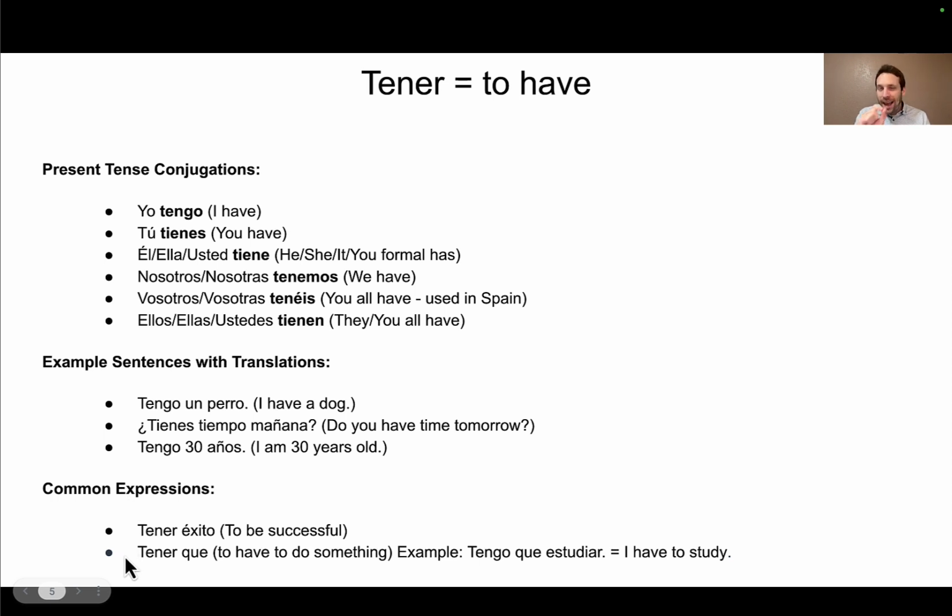You can also say have to by saying tener que. So the same way that we say like I have to do something in English, you can do the same thing in Spanish with the phrase tengo que, meaning I have to. Example: tengo que estudiar. I have to study.